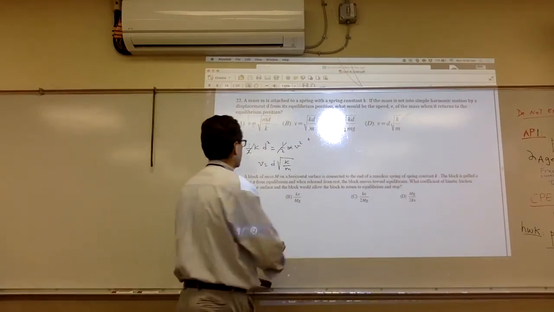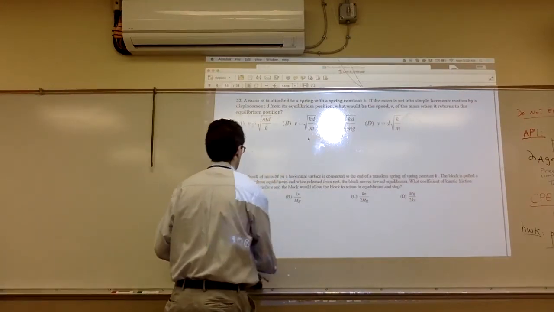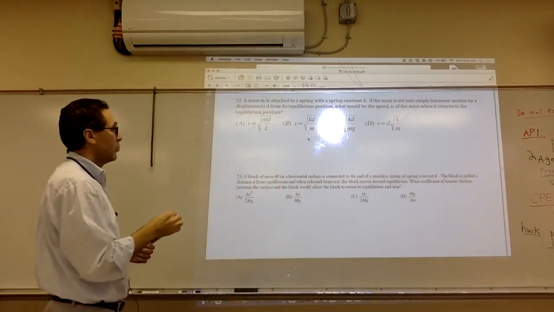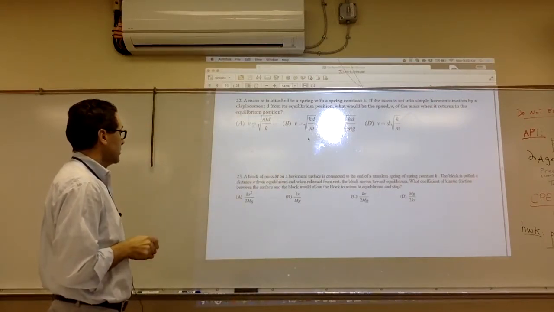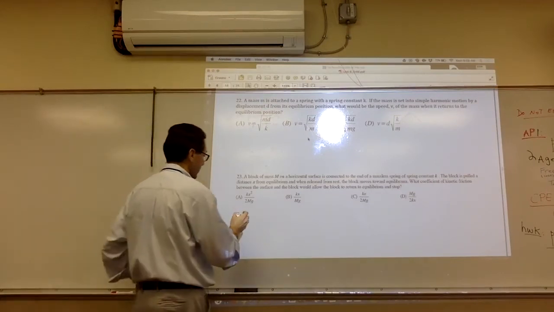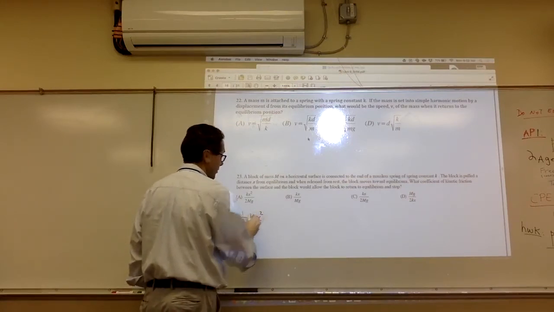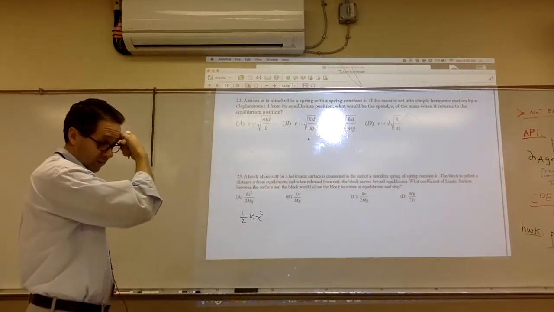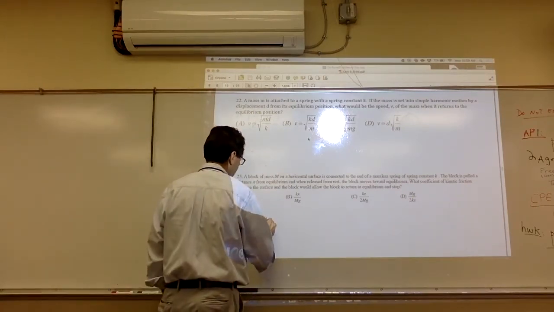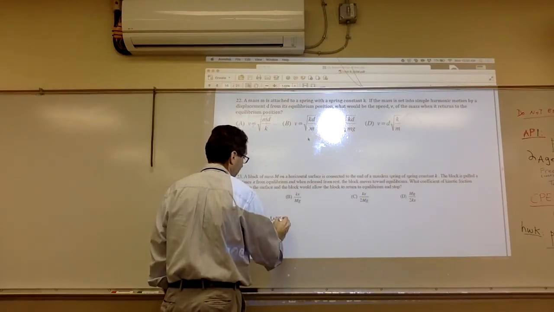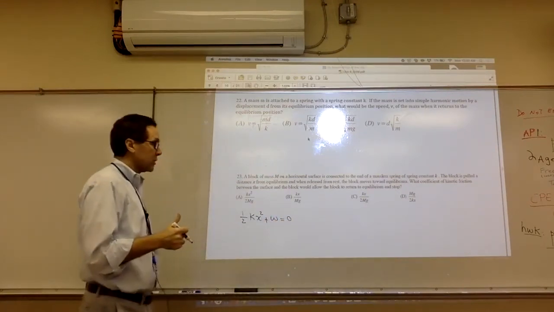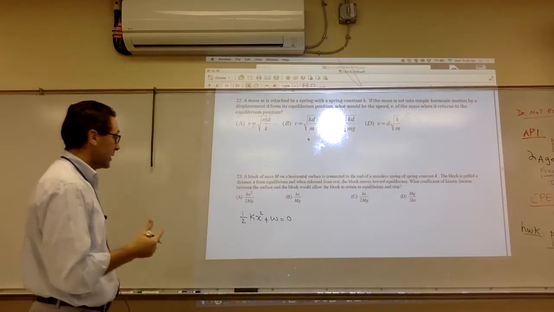Okay. For number 23, you're going to pull on something, right? Yeah, it's pulled at distance d. When released from rest, the block moves towards equilibrium. What coefficient of kinetic friction between the surface and the block would allow the block to return to equilibrium and stop? So we're going to do conservation of energy. Initially, I had all elastic potential energy the moment I released it, right? Okay. Plus, there is some work done by friction, and at the end, I ended up with nothing. It's not stretched because it's at the equilibrium, and it's not moving.